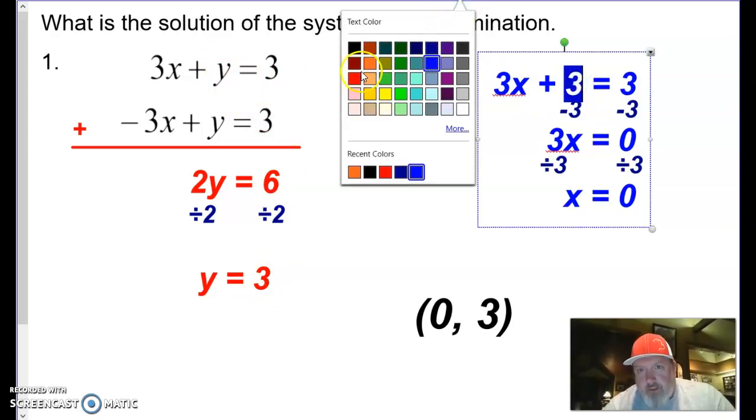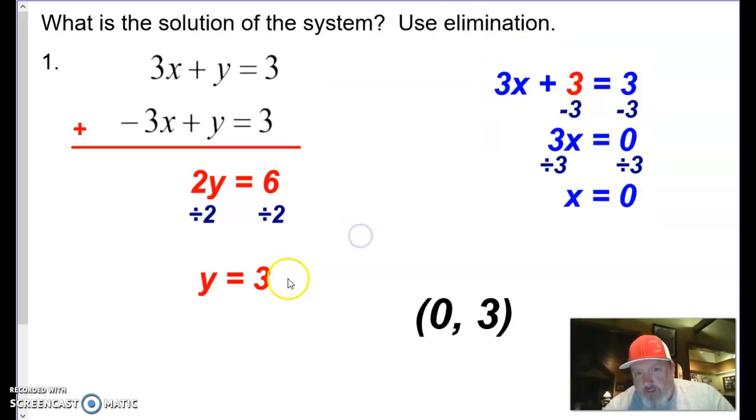That's where I plugged that 3 in, and we'll go ahead and change it to red so you can see where I plugged that 3 into the top equation. We'll subtract 3 from the other side, it gives me 0, and then we'll divide. And if you take 0 and divide by 3, you still get x equal to 0. Just like our previous sections, once you're done and you have x and y, you want to go ahead and write that as an ordered pair. So in this case, 0, 3.